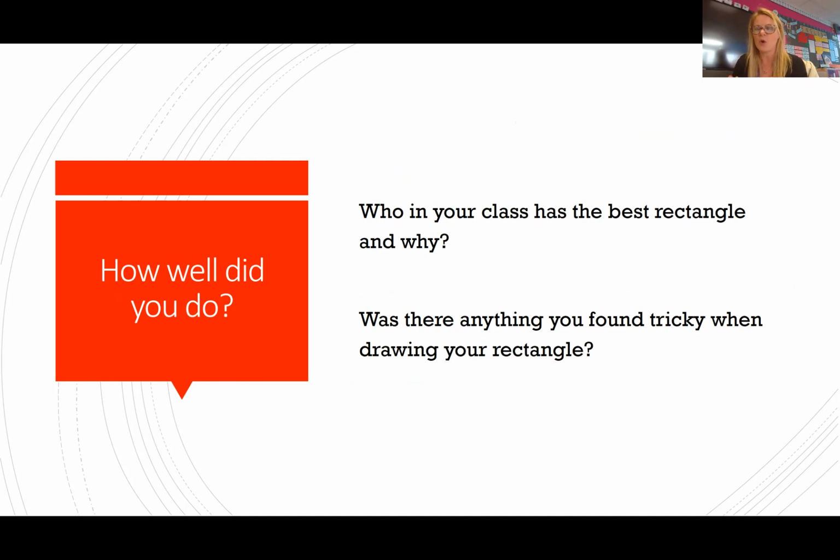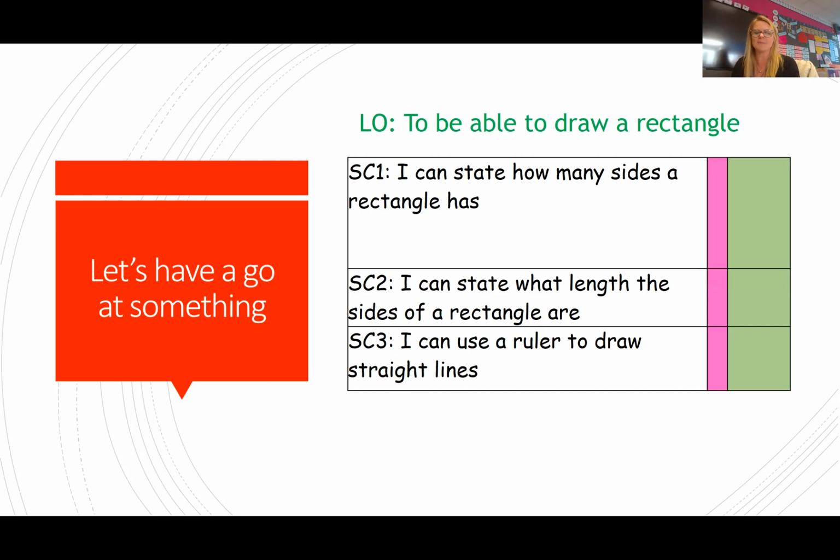Tell your partner, what did evaluate mean? Hopefully you said evaluate means what went well. So have a look at your rectangle. What do you think? Give me a thumbs up if you have got 4 sides to your rectangle. 1, 2, 3, 4. Give me a thumbs up if you've got 4 sides to your rectangle.